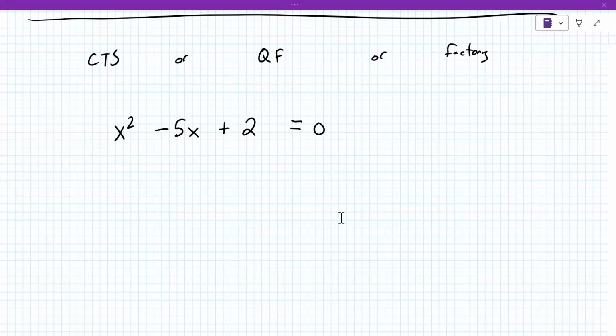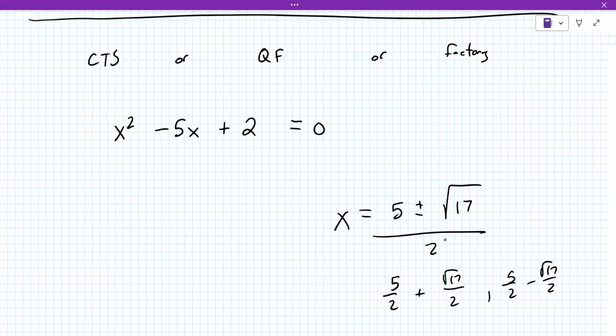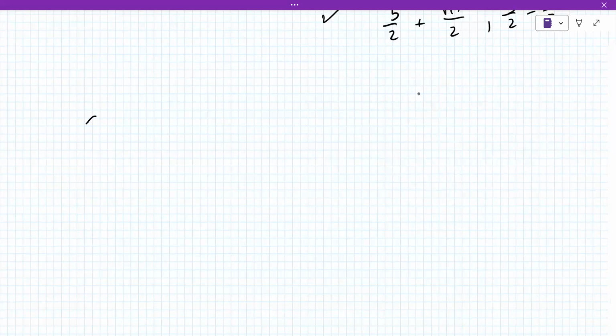Go ahead and give me the full answer one more time. 5 plus or minus the square root of 17 over 2. That looks correct. Now, is your teacher okay if you write it this way, or do they want you to separate it out, 5 halves plus? I wrote it both ways, but she doesn't care. Okay, all right, good.